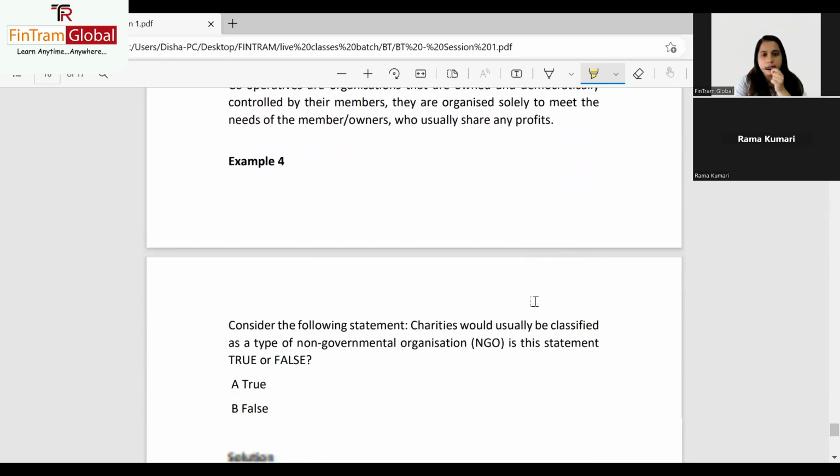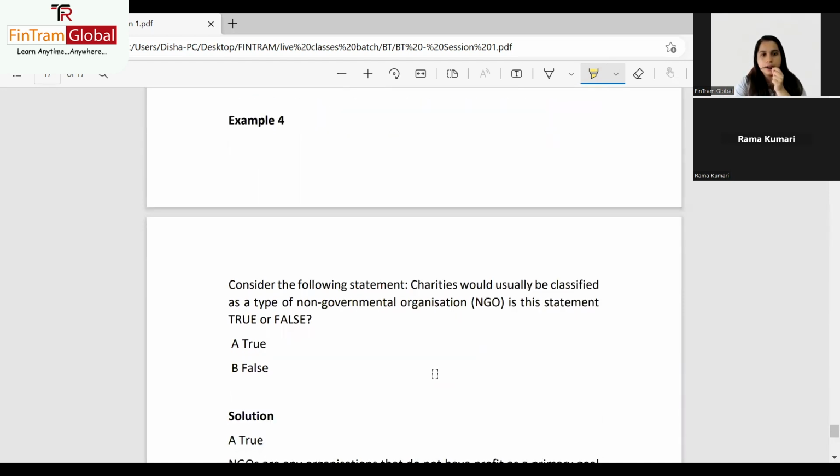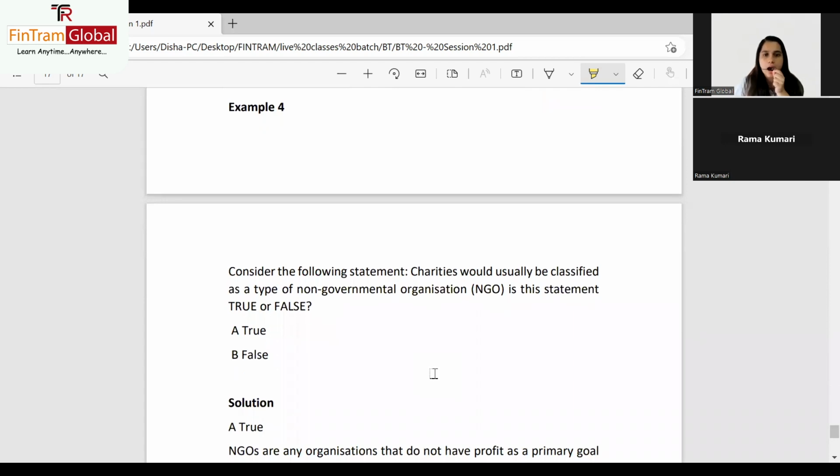All right, then example 4. We'll do this last example. Consider the following statement. Charities would usually be classified as a type of an NGO. Is this statement true or false? Any guesses? False. No, this is true. Charities are NGOs. Usually charities are NGOs.